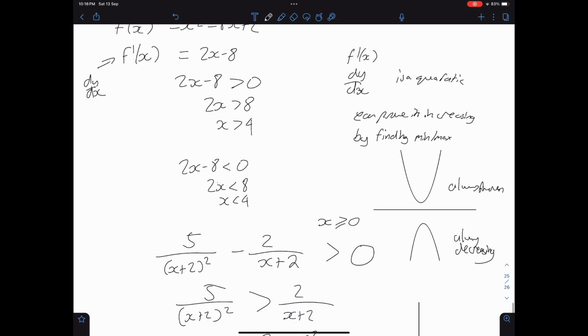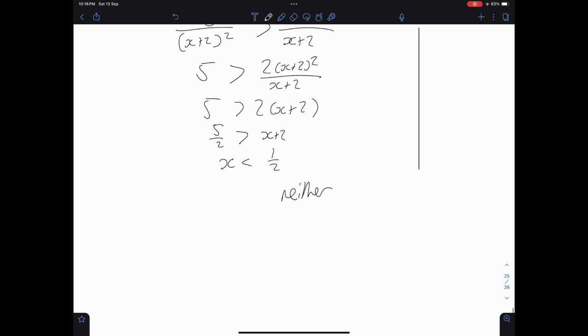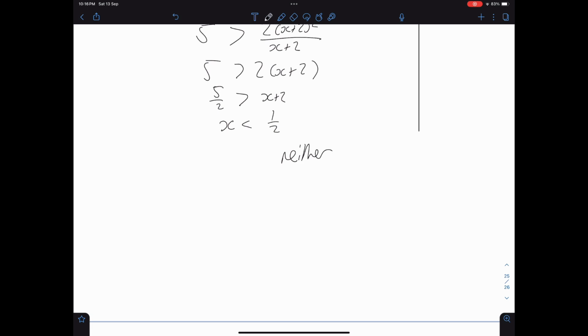And this can be used to model things like profit functions and whatever like that. But I think that's all I have on that for now.